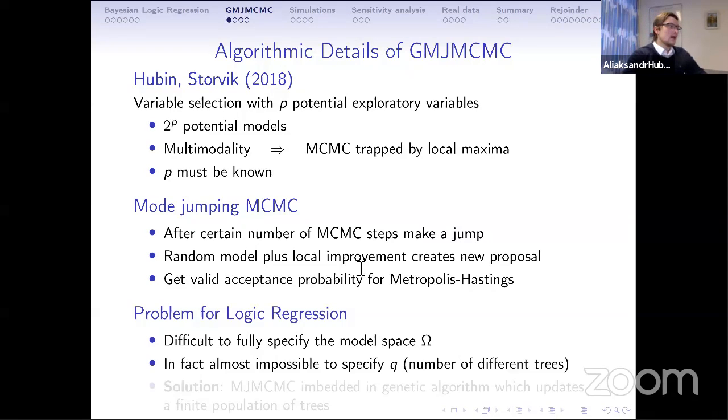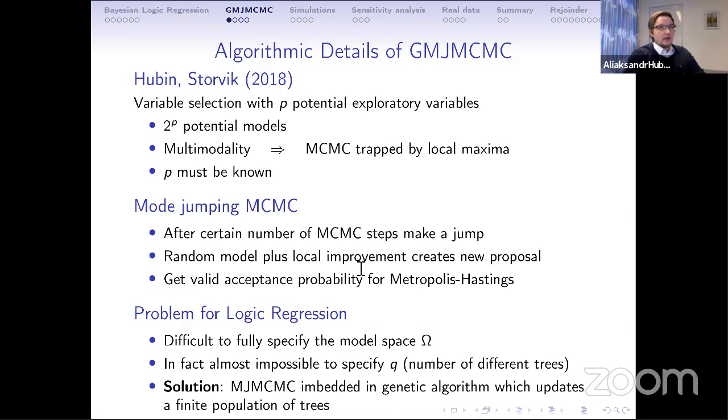But unfortunately, we can't apply this algorithm directly in the context of logic regression, because we cannot specify the model space in advance. We have seen that the number of trees is already exponential in the number of potential leaves in those trees, so we cannot even specify all of the trees for problems of reasonable size. Hence, we suggested amending the MJ-MCMC algorithm in the setting of a genetic algorithm, which updates a population of features or trees of finite size.